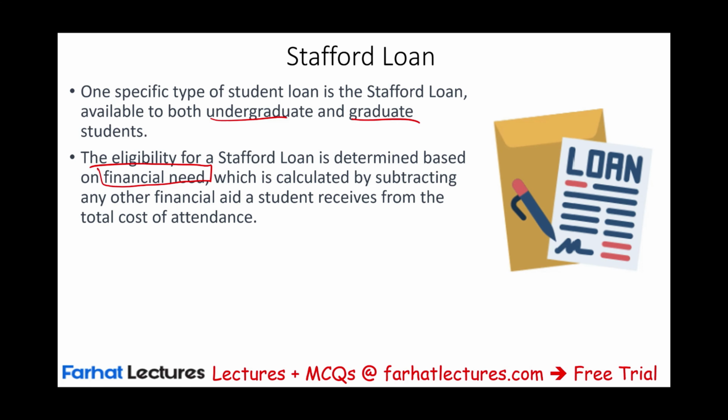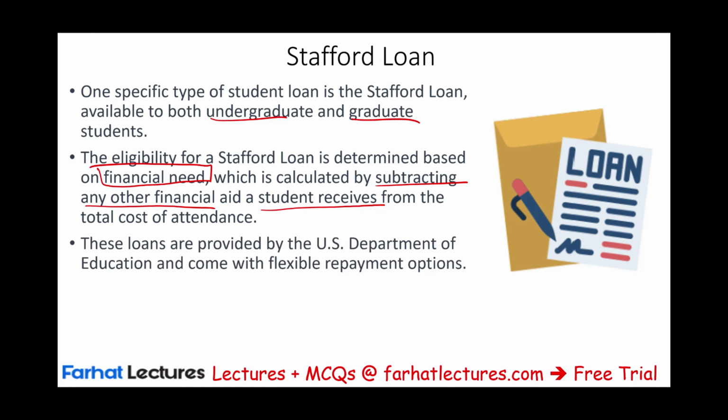Now, how to determine the need? Well, students will have to apply through their college for financial aid. They will submit an application showing what their assets are, what their income is. Then they would look at their expenses at the college. And if there's a gap, then you qualify for this loan, whether you have good credit or not. So it's calculated by subtracting any other financial aid a student received from the total cost of attendance.